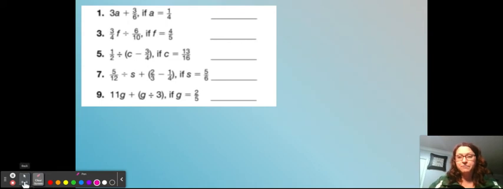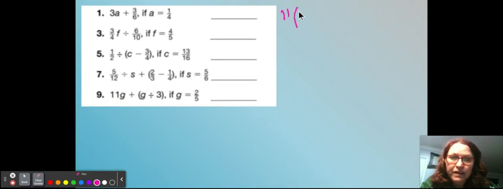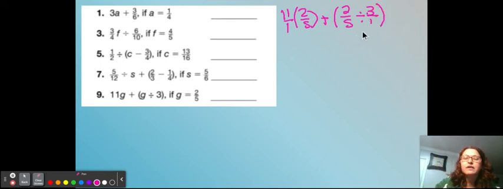Now let's look at number 9. Number 9 says 11 and 2/5. So that means 11 times 2/5. So I've got to turn that into a fraction. Plus 2/5 divided by 3. So let me turn that into a fraction as well. So now first thing I have to do is my grouping symbols.